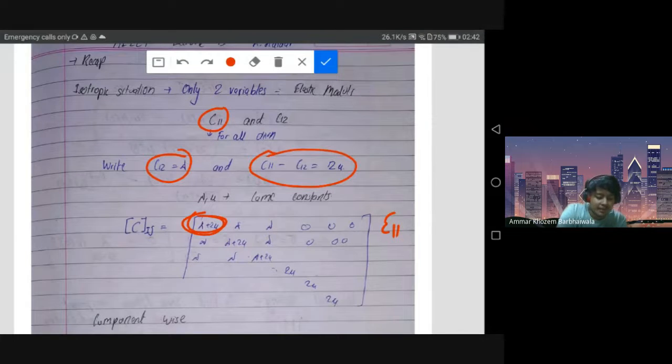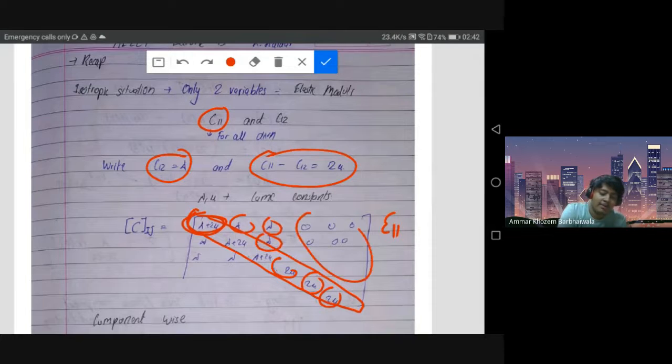So I simplified this with respect to this. Now all the diagonal elements are lambda plus 2 mu, and all of these are lambda, and the rest of the elements I wrote as 0, since it's isotropic and does not depend on the direction.